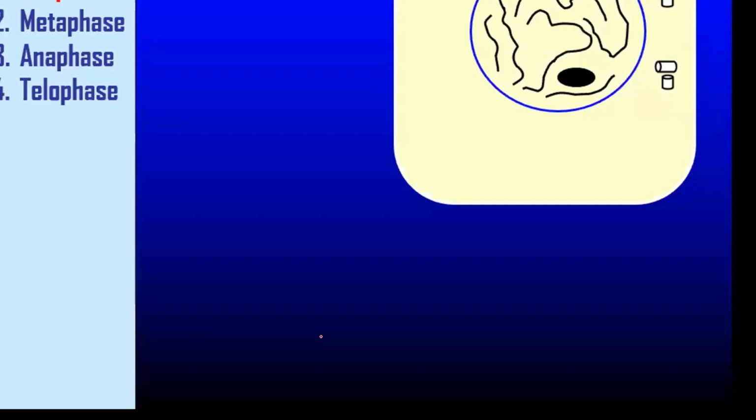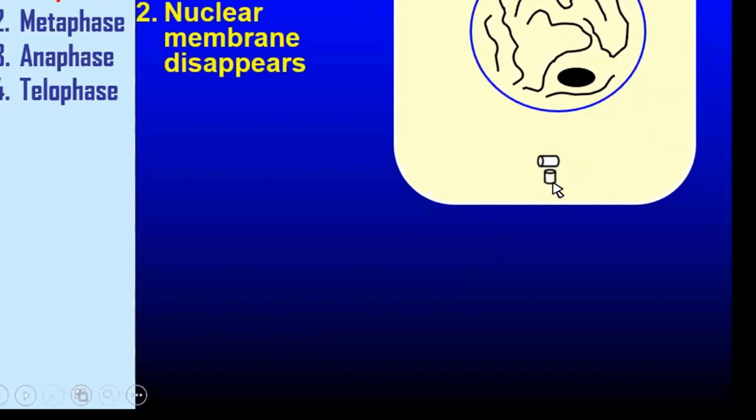First point, centrioles move to opposite poles. Okay, this is the cell, by the way. I suggest you copy this if you don't use my notes. If you're seeing me for the first time and do not know who I am, then you better copy, it will help you a lot. Centrioles move to opposite poles. Nuclear membrane breaks down and disappears. Because this whole thing is the nucleus, the membrane will break down first.